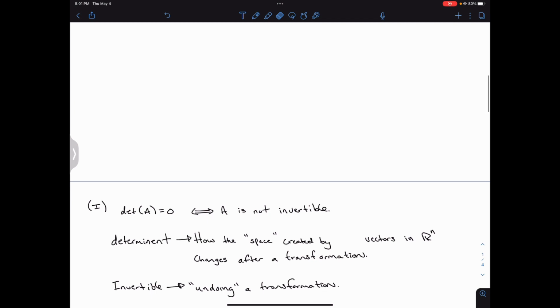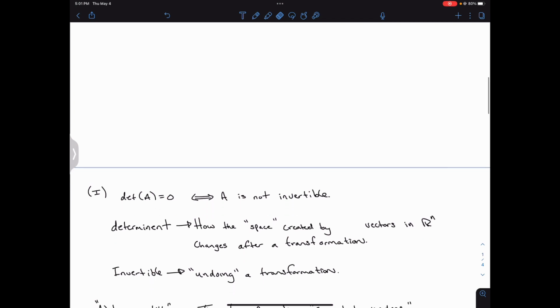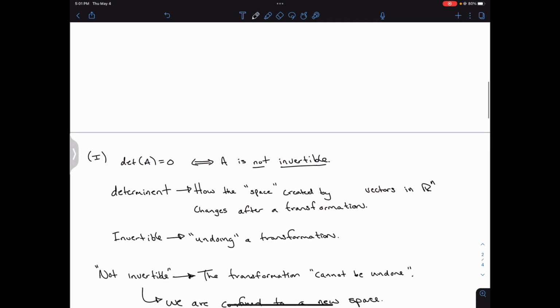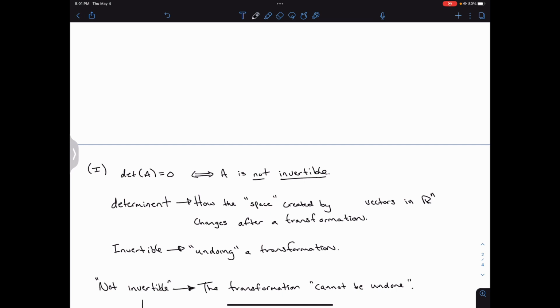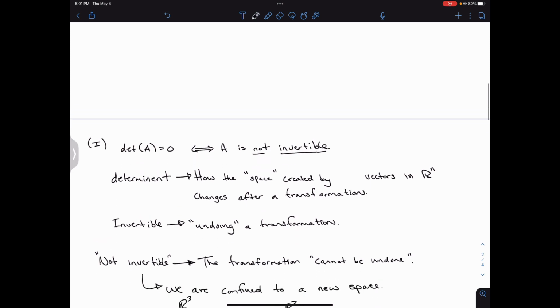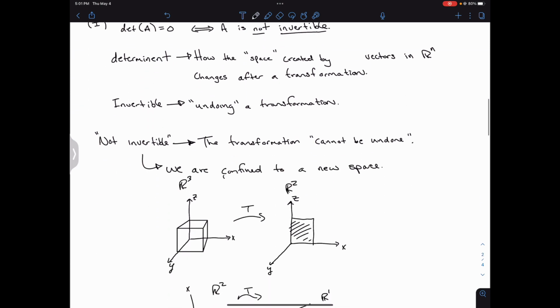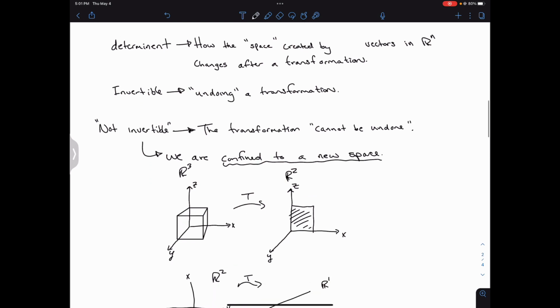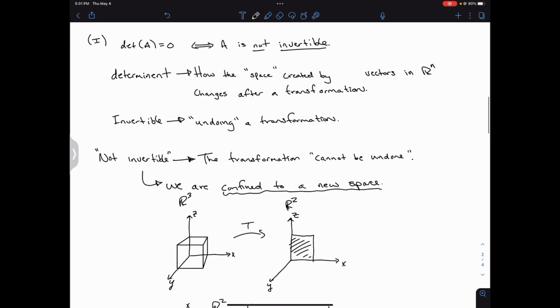And invertible is basically undoing a transformation. So when we say not invertible, what we are really saying is that the transformation cannot be undone. Again, thinking about matrix multiplication as a transformation. So what does it mean to be not invertible? That means we are confined to a new space that we cannot get out of.